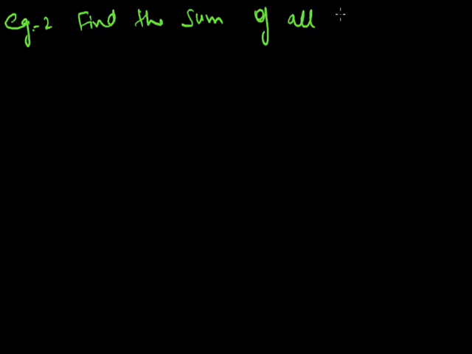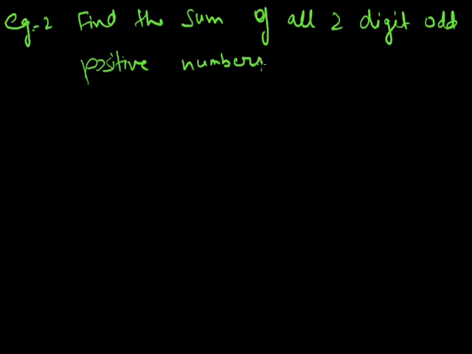Let's take one more example of finding out the sum. Example 2: find the sum of all 2-digit odd positive numbers. So in this we have to find out the sum of all 2-digit odd positive numbers.